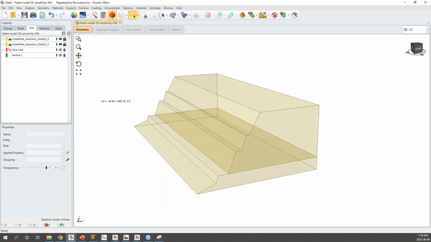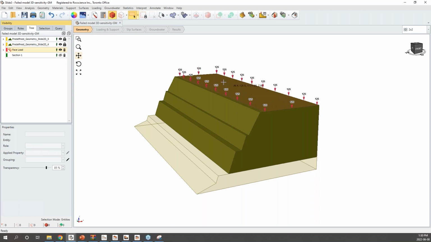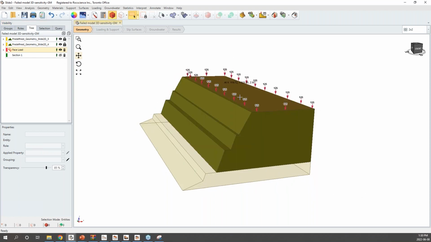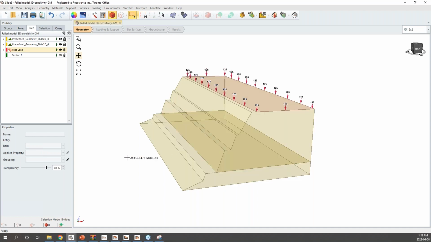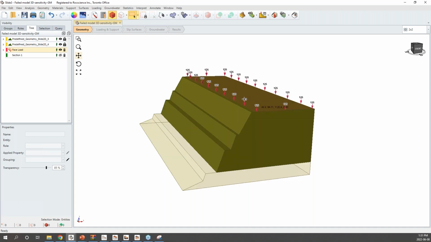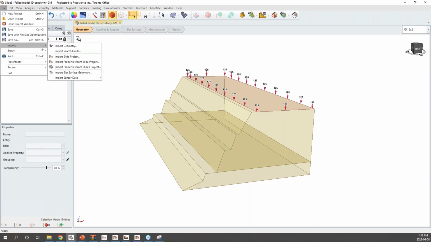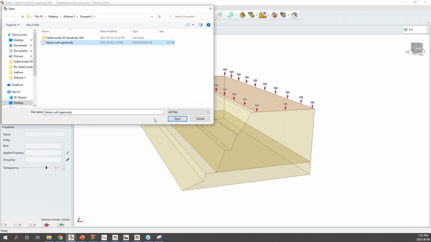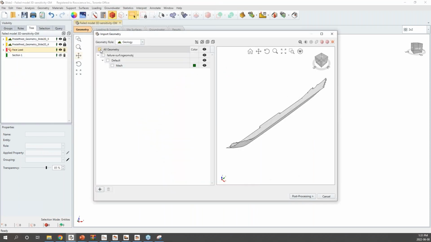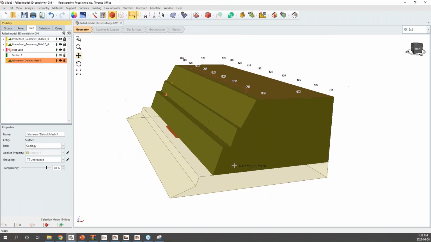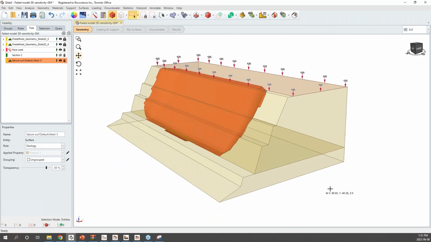This model is a road with a slope next to it. So you can see the load represents the road. And since this is a back analysis, we already know the shape of the failure surface. So the first thing we would do for the back analysis is import that. So we'll do import geometry, and this is our surface. Now select it. So that's the actual failure.